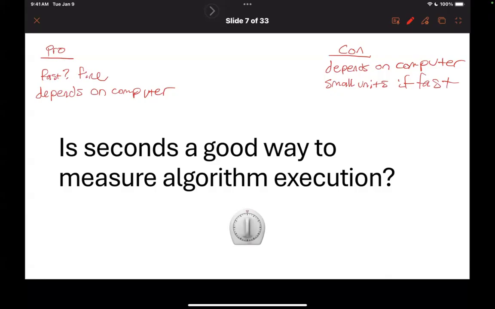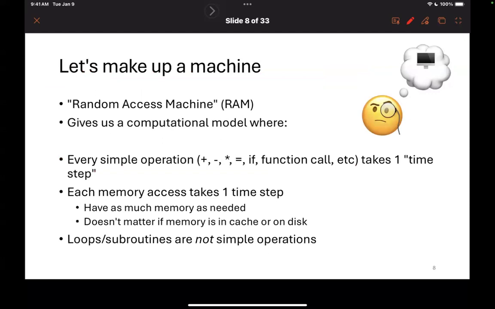Okay, so as a whole, computer scientists have decided that seconds are not the way that we want to communicate this information about how fast an algorithm is. So we're going to make up a machine and come up with a new way to measure this. We're going to call this the random access machine.